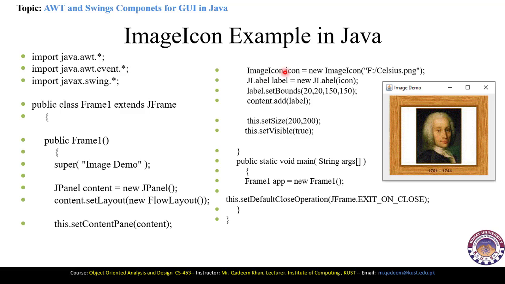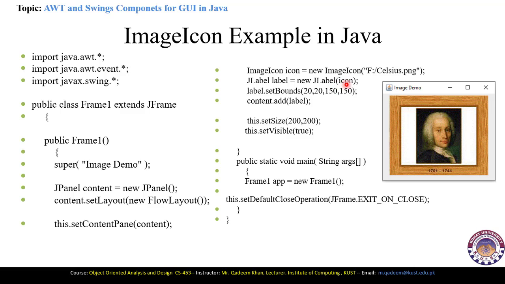Now here, first we have declared the object of the ImageIcon. ImageIcon is equal to new ImageIcon("f:/celsius.png"), and in the constructor of the ImageIcon we are passing the address of the image, which is f:/celsius.png. Next is JLabel. Label is equal to new JLabel. Inside of the JLabel we have added the object of the image icon.